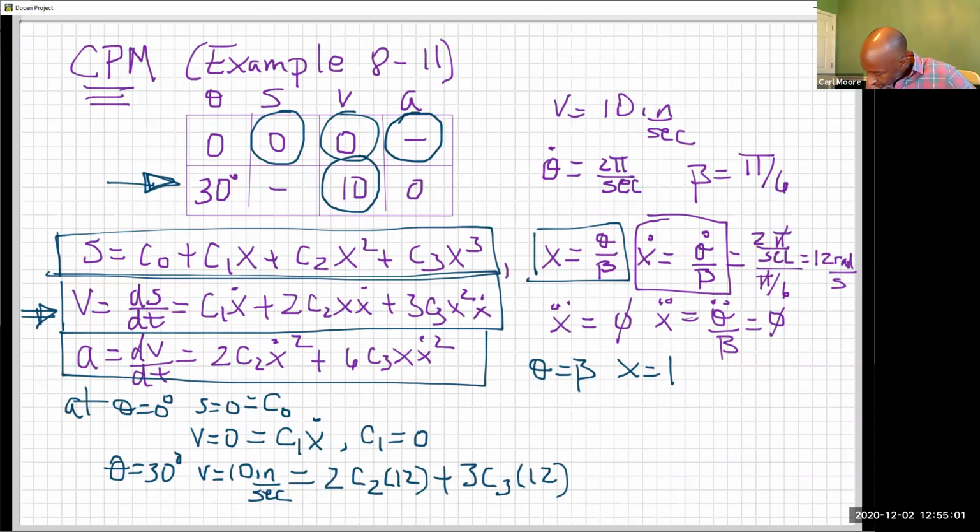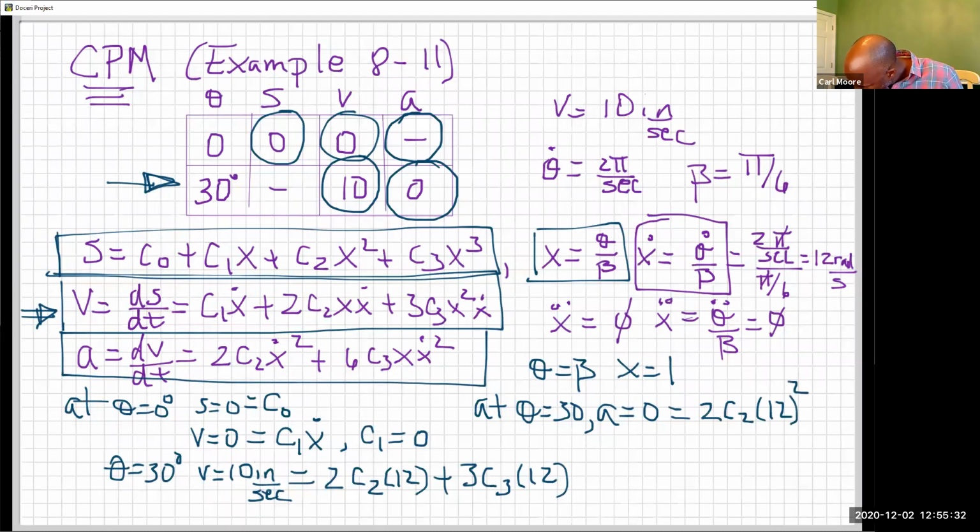And last but not least, we should turn our attention to this A at theta equals 30. Now I'm kind of running out of space, but I'm going to go ahead and squeeze it in. So at theta equal 30, which is beta, A should be equal to 0. And now let's look at that equation. So we have 2 C2 X dot squared. Now X dot is 12, but it's squared in this equation, plus 6 C3 times X, which is 1, times X dot squared, or 12 squared.